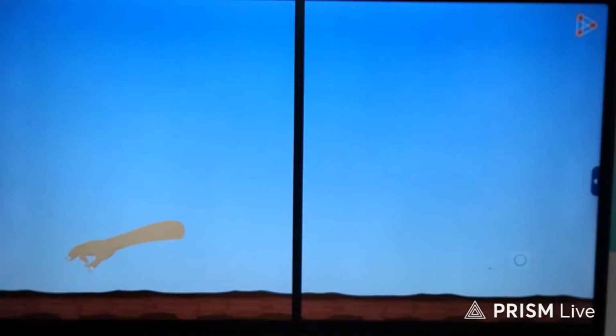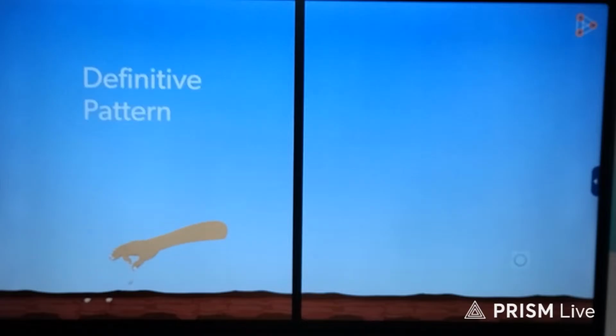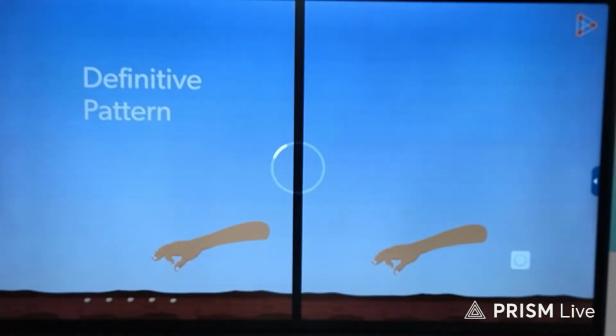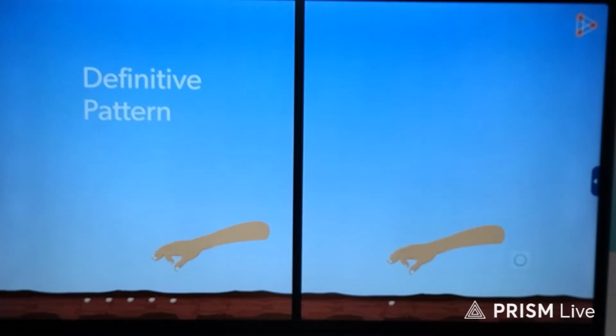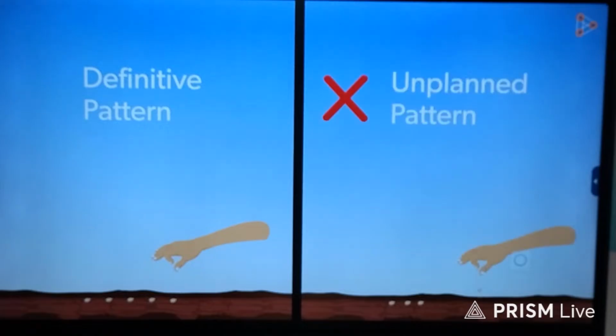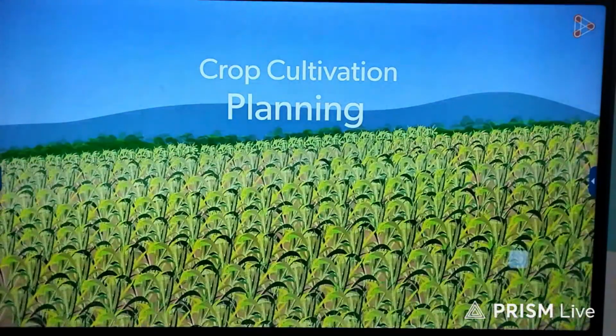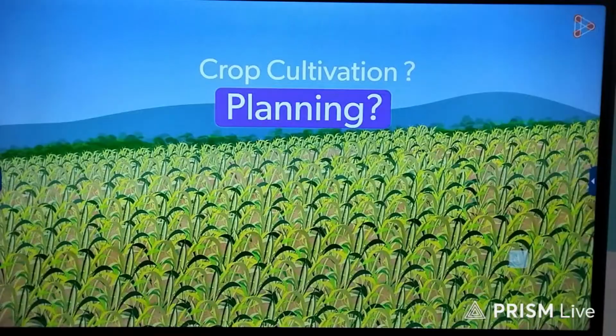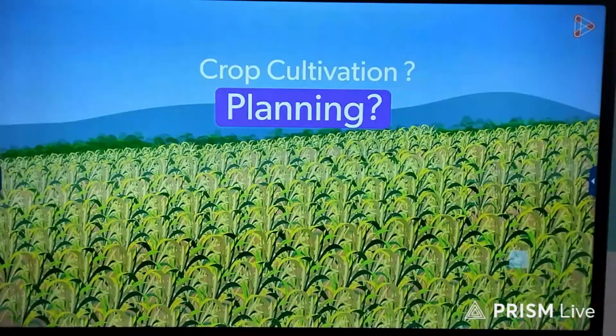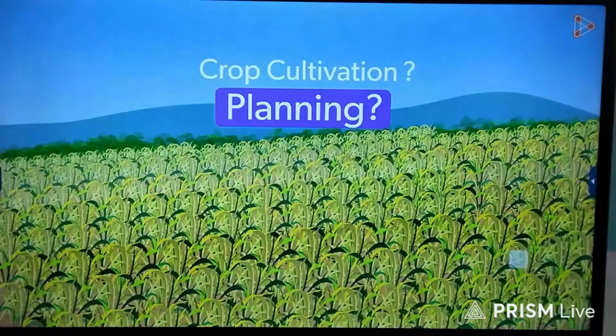It would amaze you to know that crops are sown in a definitive pattern. Yes, you heard me right. They are not just sown in vast fields with absolutely no planning. Farmers have now realized the value of planning the cultivation of crops. What does planning mean when it comes to crop cultivation? What plans can the farmer make for his land?